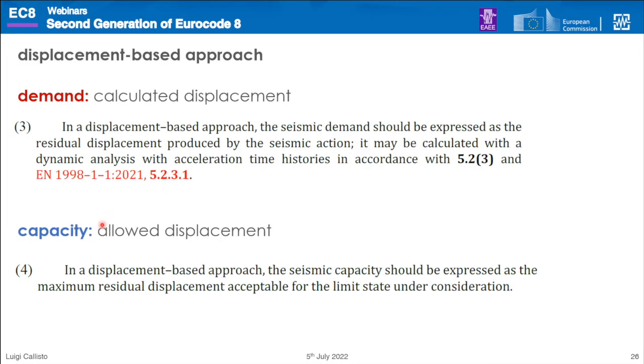elements. The last part of this presentation, the last 5 minutes, is devoted to some remarks on the displacement-based approach for earth-retaining structures. In a displacement-based approach, we calculate the displacements, and the calculated displacements are our demand, whereas the capacity is made by the maximum displacement that we are ready to accept. Therefore, in this case, our computation efforts are really on the demand side, to evaluate the demand.